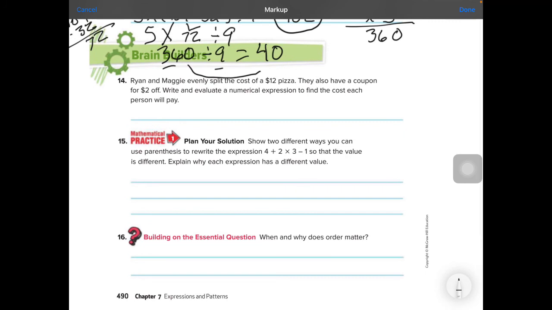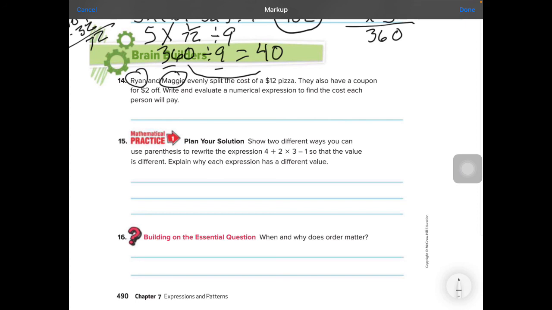Number 14, Ryan and Maggie evenly split the cost of a $12 pizza. So there's 2 bodies. They also have a coupon for $2 off. Write and evaluate a numerical expression to find the cost each person will pay.